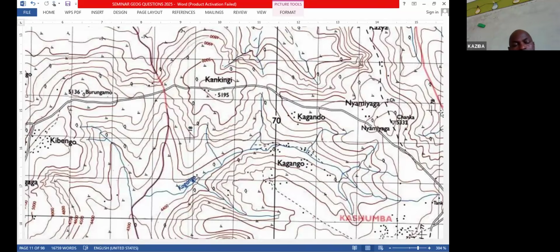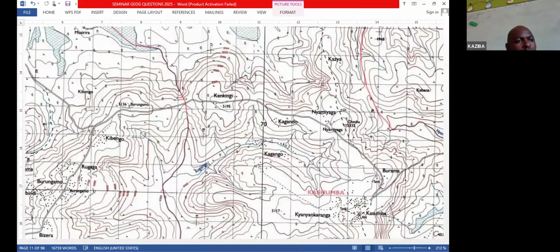So after that, when they say mark and name relief features, we're going to look at how relief features look when I put them on the screen. We're going to look at how drainage features look. We're going to look at how everything that is needed looks like.